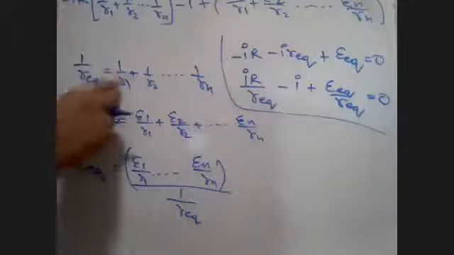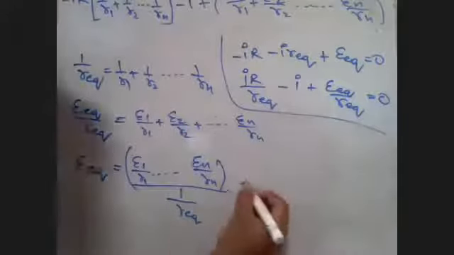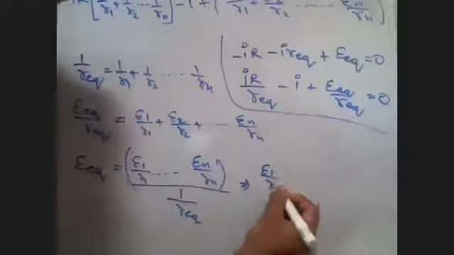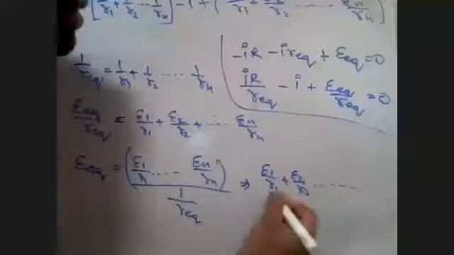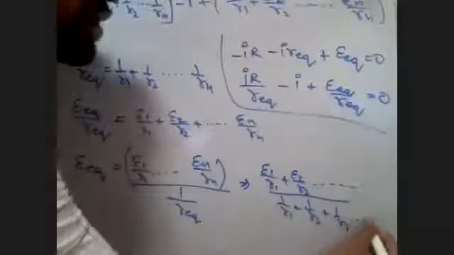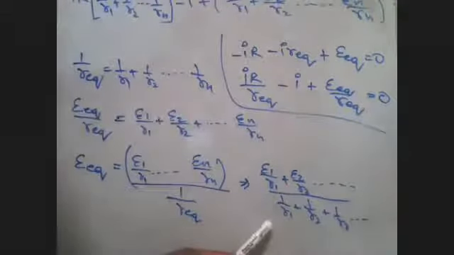What is 1 upon R1 plus 1 upon R2 plus 1 up till 1 upon Rn? Continue that, you will get what? Epsilon 1 upon R1 plus epsilon 2 upon R2, and so on. Upon what you will get? 1 upon R1 plus 1 upon R2 plus 1 upon R3 and so on till 1 upon Rn. Are you able to understand? Are you able to see? Yes, sir.